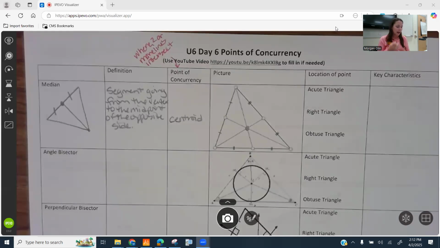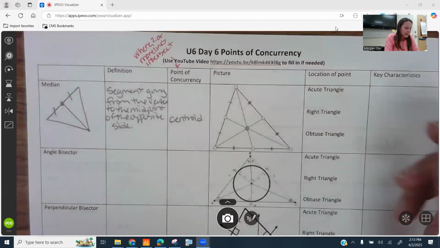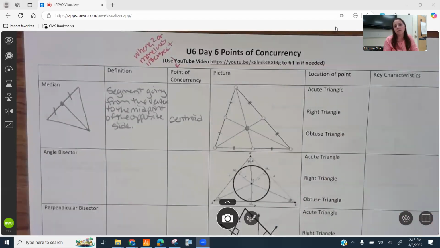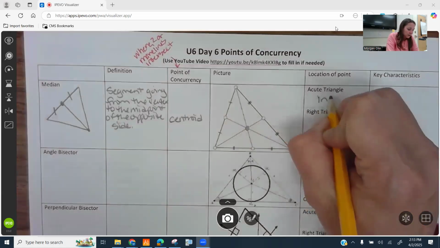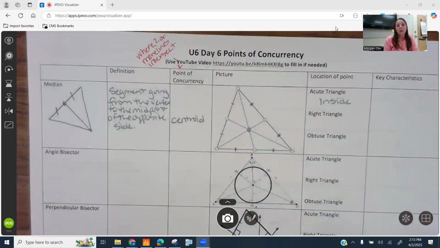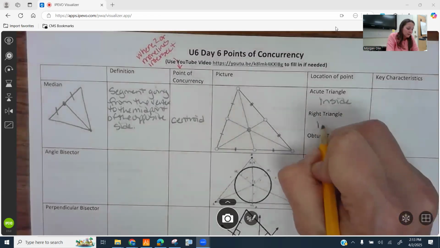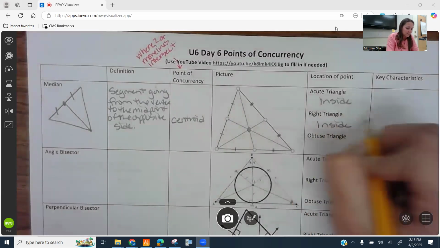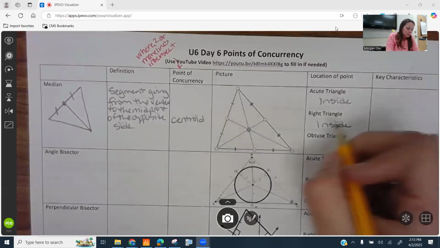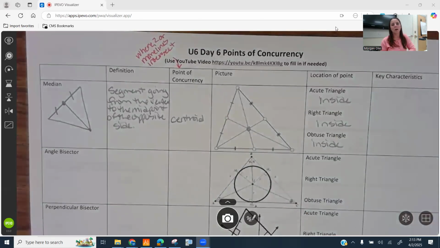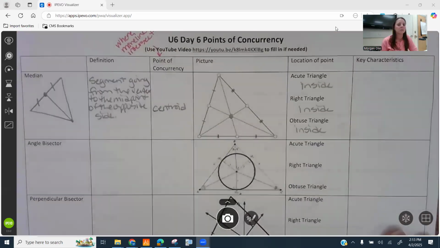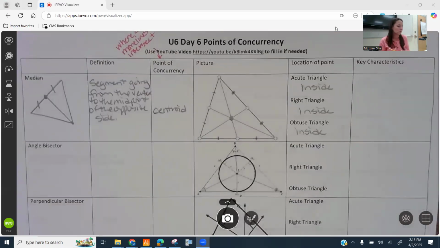All right. Now, some things that you need to know is that inside of an acute triangle, which is when all the angles are less than 90 degrees, the centroid is always going to be inside. In a right triangle, the centroid will always be inside the triangle. And in an obtuse triangle, it will always be inside as well. All right, now there are some key characteristics. When you hear median, you hear centroid, you see this picture, okay?